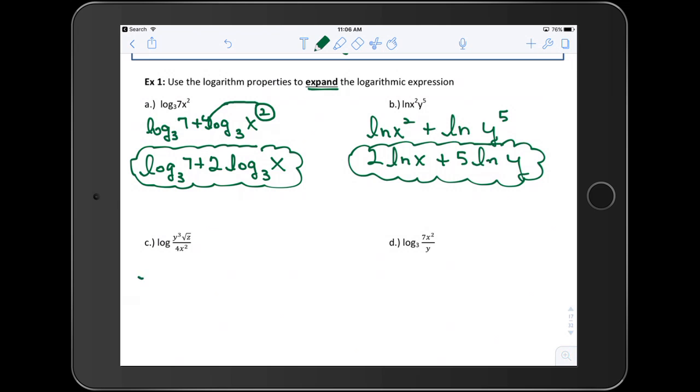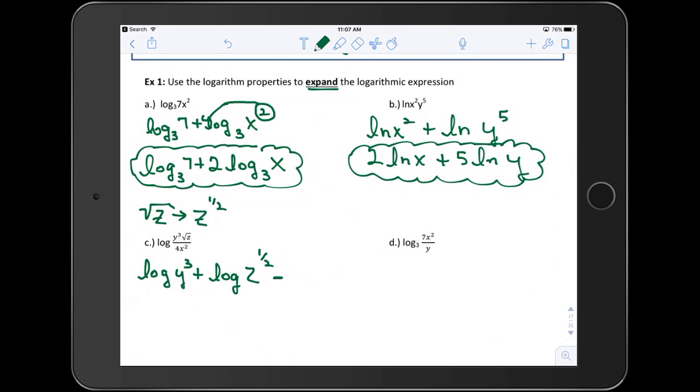I'm going to go right down the line. Log of y cubed. I have a multiplication between y cubed and square root of z. Now, square root of z, we know, you can't leave it as square root of z. You're going to write it as z to the 1/2 because we want to write it with all exponents. So we have log y cubed plus log, and notice it's all common log, so I don't have to put a base, log z to the 1/2.